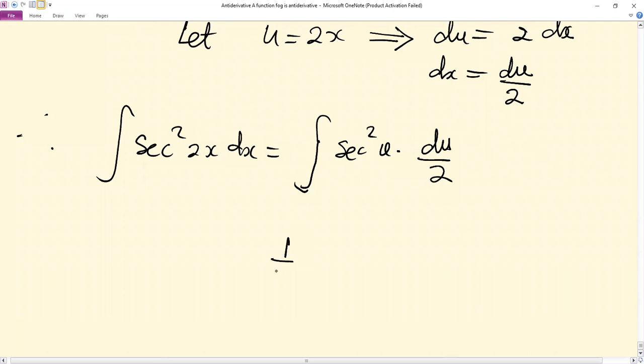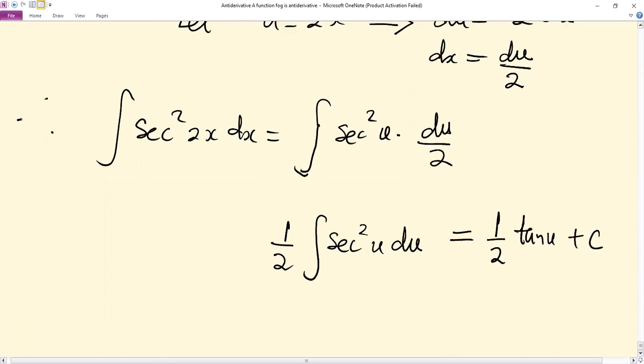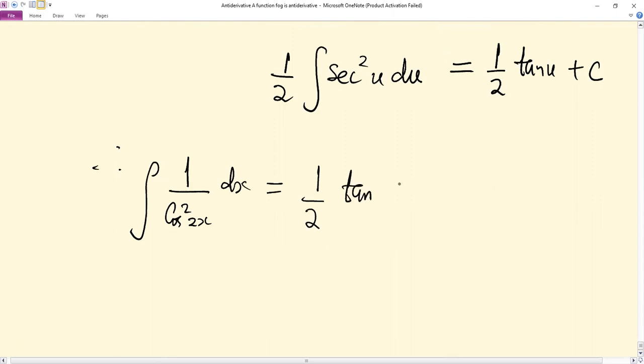Factor out the half. So sec squared u du, and a function whose derivative is sec squared is a tan function. So this will be a half tan of u plus c, and therefore the integral of 1 over cos squared 2x dx is a half tan of 2x and then plus c. So that will be the solution to that given problem.